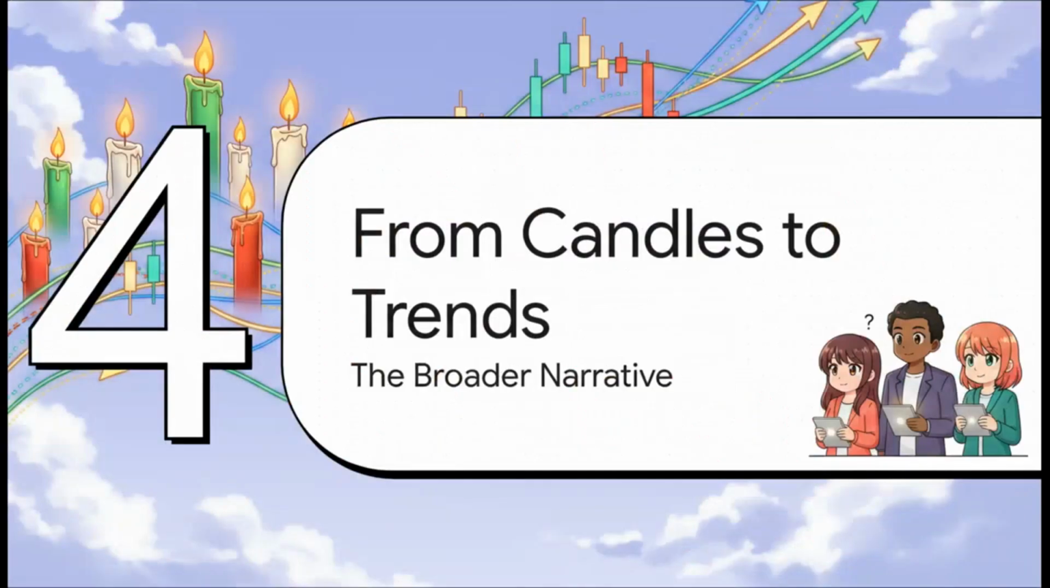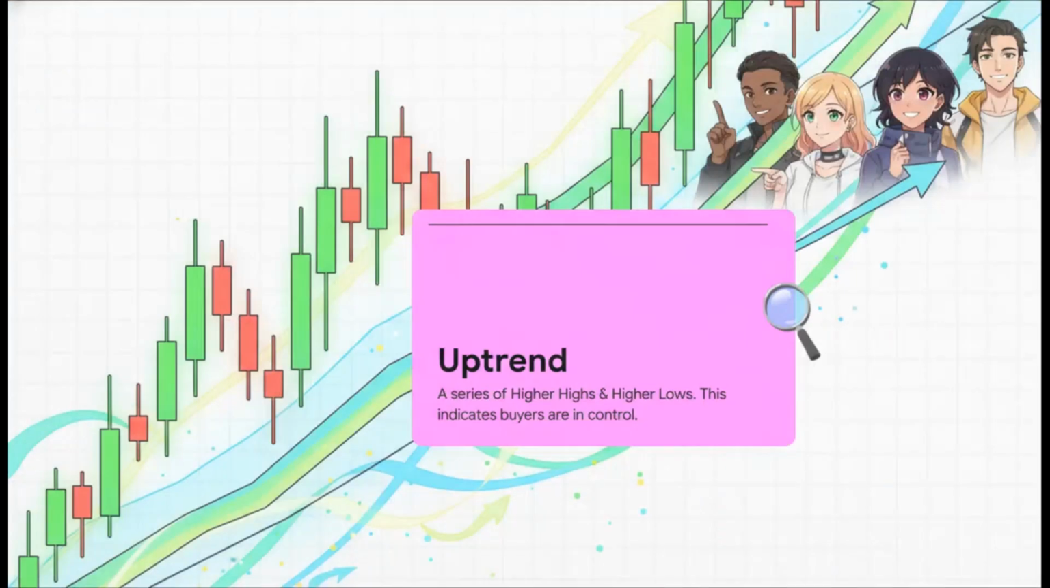So individual candles tell us the story of a single period, but the real magic happens when you start stringing them together. That's when they form patterns that reveal the broader market narrative, what we call the trend. An uptrend is pretty much exactly what it sounds like. It's a series of candles that keep making higher peaks and higher valleys. It kind of looks like the price is walking up a staircase. When you see this, it tells you that buyers are consistently in control.